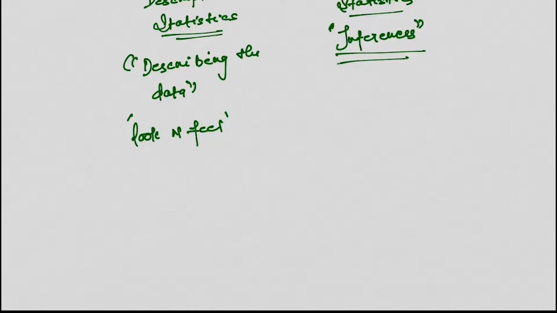What is the central tendency of the data? Where does the data lie on average? What is the dispersion in the data? What is the range of the data? Whether the data is symmetric or not? Whether the data is asymmetric or not? What are the outliers? How fat are the tails? This discussion goes in descriptive statistics. Okay? Look and feel of the data.